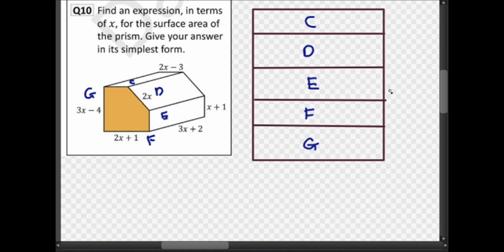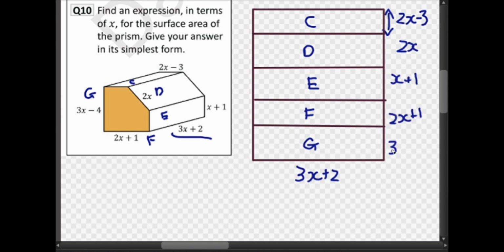Now to find the surface area of this, the simpler method is to just add up all their lengths here and then multiply by 3x plus 2. So their lengths will be 2x minus 3, 2x, x plus 1, 2x plus 1, and 3x minus 4, which are all the lengths here.